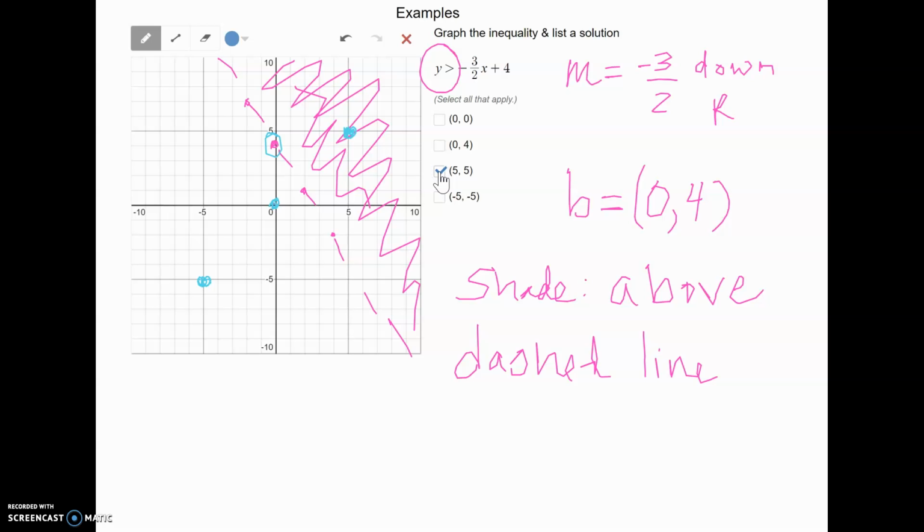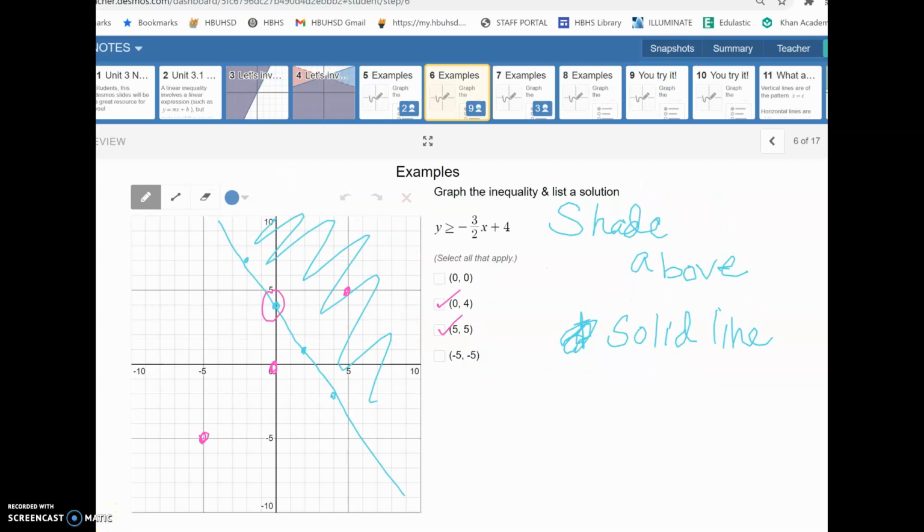And then (-5, -5) is in the white area. Is it a solution or not a solution? The one on the line, because it's on the dotted line, is not a solution. It will be a solution if it's on the solid line. So here we have graphed example number 6. Let's take a look at graphing example number 7.